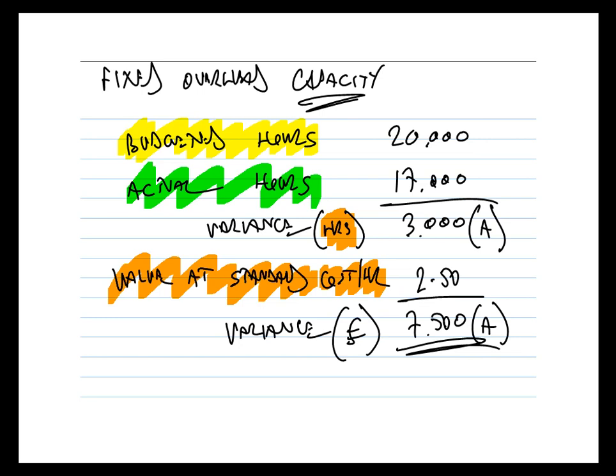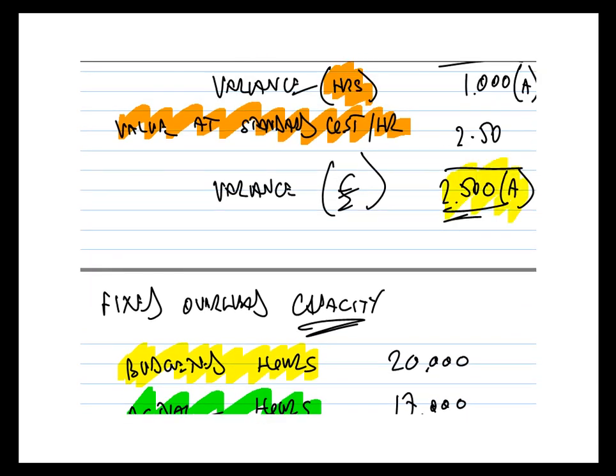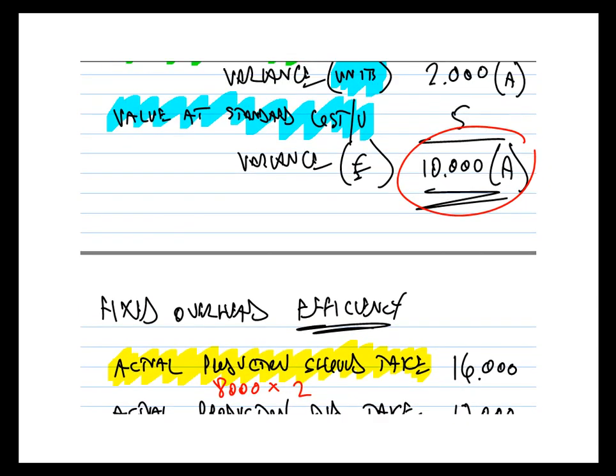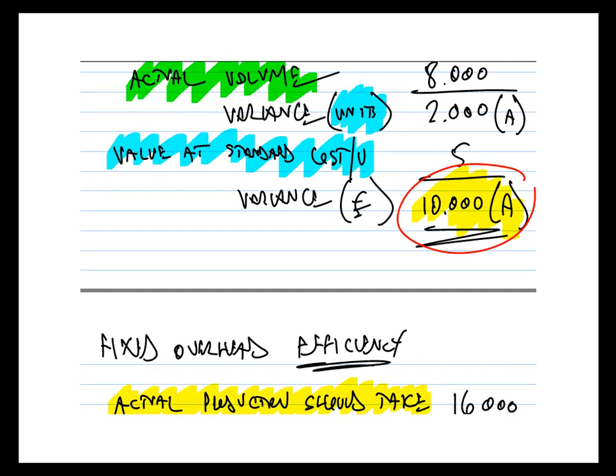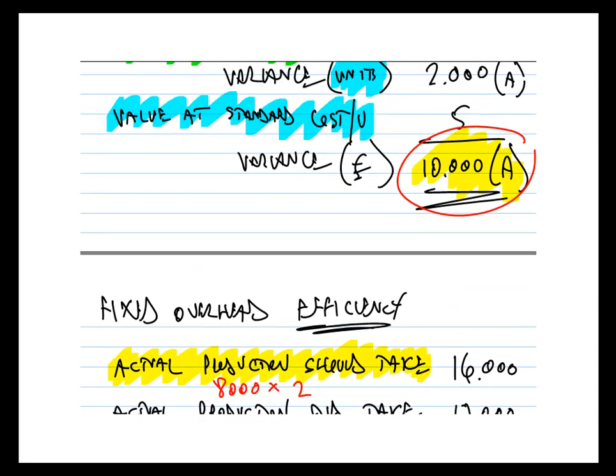And at this stage we can actually do a double check, because if you remember, I explained that the fixed overhead efficiency variance and the fixed overhead capacity variance effectively break down the overall fixed overhead volume variance. So if I was to add back 7,500 adverse and 2,500 adverse, well, if you combine them, they do indeed give 10,000 adverse as the overall volume variance that we came up with. So that's a good indication that we've probably got our numbers right.